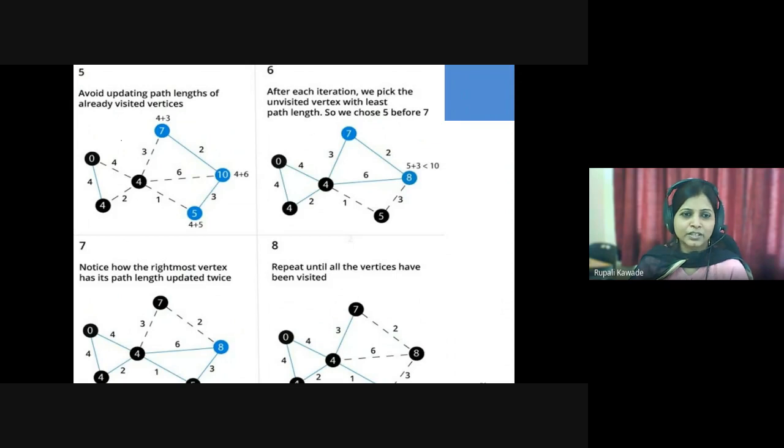Let's see only the black. Concentrate on the black portion only. You can check here what the path lengths are. For this particular node, the path length is 0.